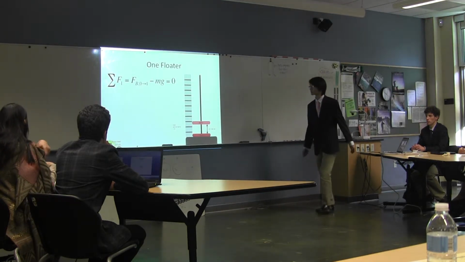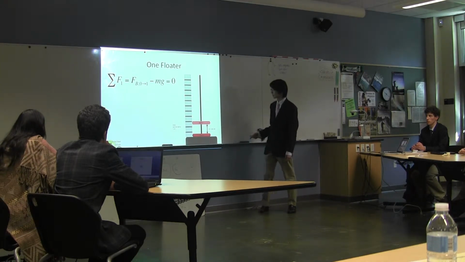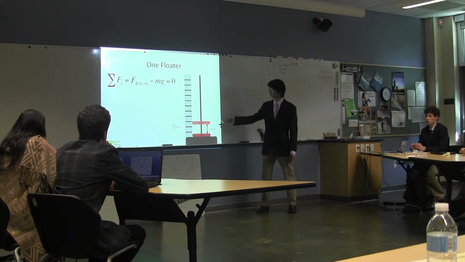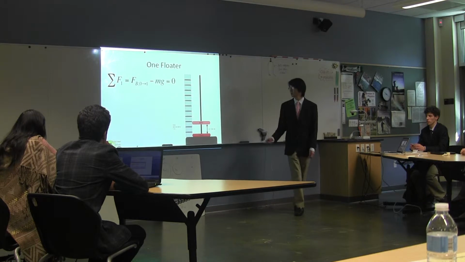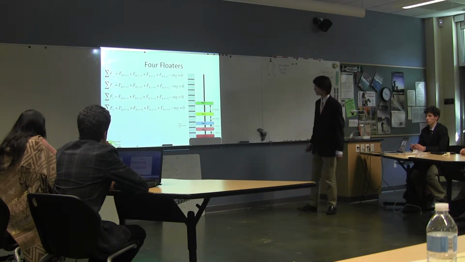So for one floater, for example, there are two forces being exerted on magnet 1. One is the repulsive force from magnet 0 on magnet 1, and then the gravity force. Since this is at rest, the net force is equal to 0. And this is the same for 2 floaters, 3 floaters, 4 floaters, and so on.